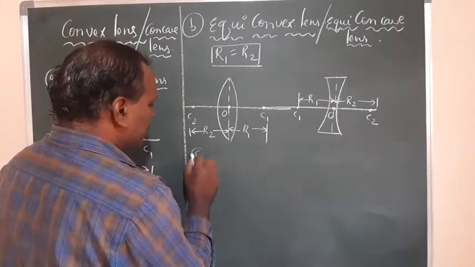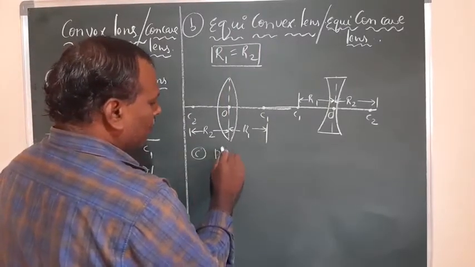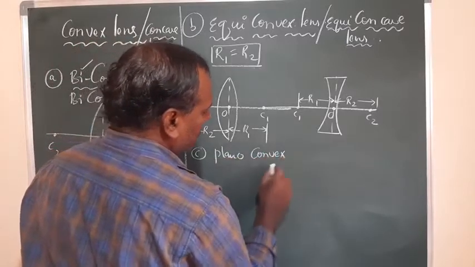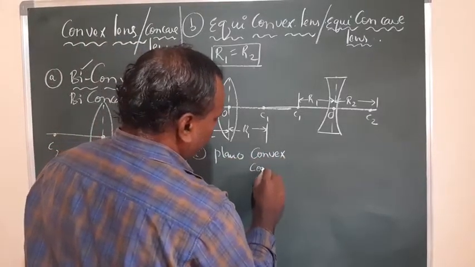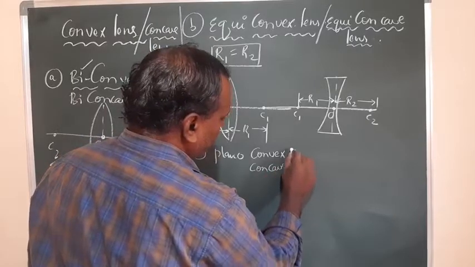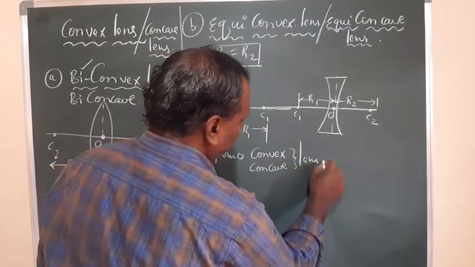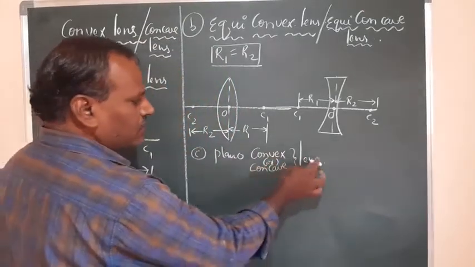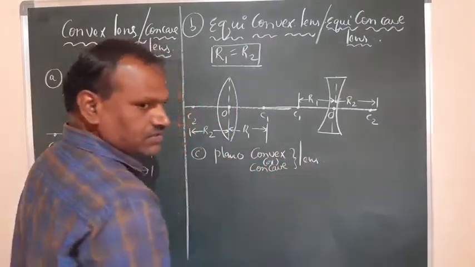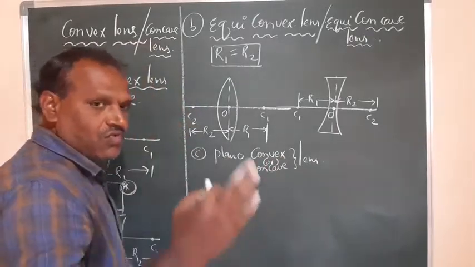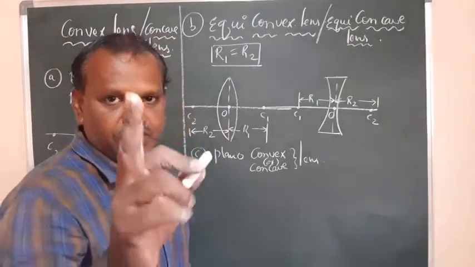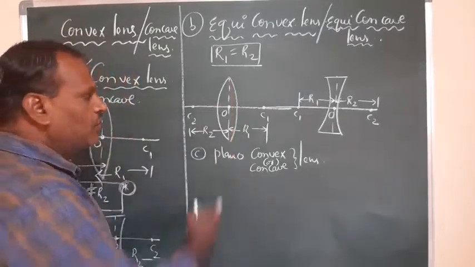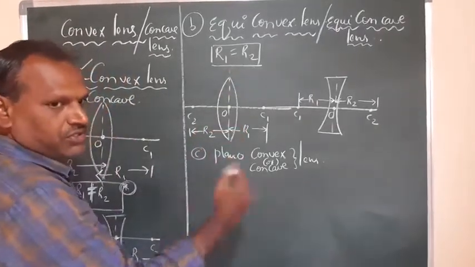Correct? Similarly, third, you can call it a plano-convex or plano-concave lens. So you can write plano-convex lens or plano-concave lens. Plano means one of the surfaces should be a plane surface. Only one curved surface should exist. So I am making this one plane; you can divide this one into two equal halves.